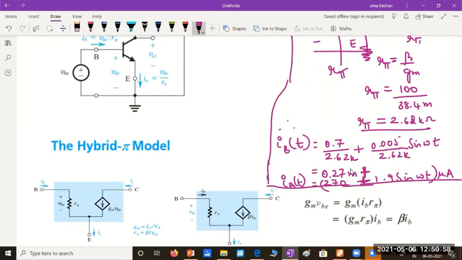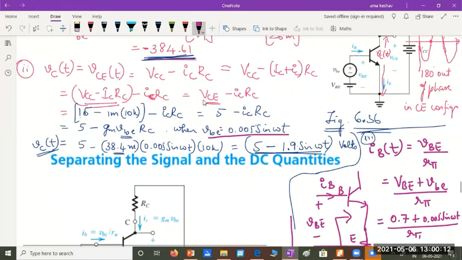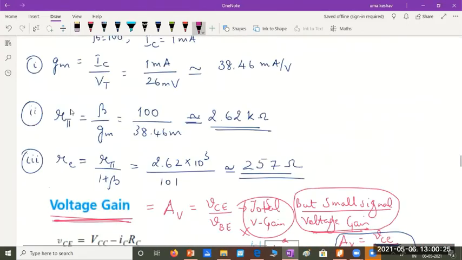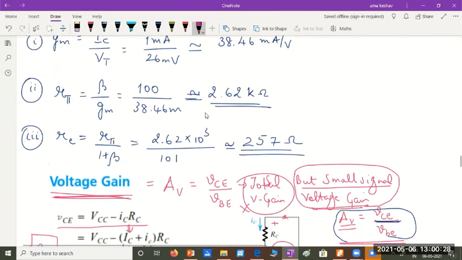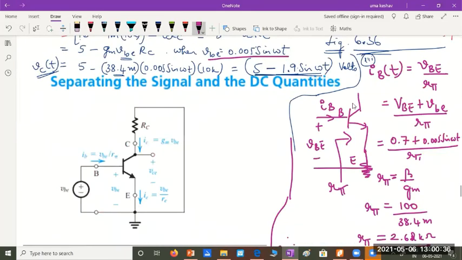Is this clear now? Any doubts with this so far? I hope you got how these problems can be solved. All these are unsolved problems in your textbook. If you have any doubts, please ask. If not, we'll move on to the next topic. So how to find GM, how to find R pi, RE, how to find AV voltage gain, and given an input signal, how to find everything.